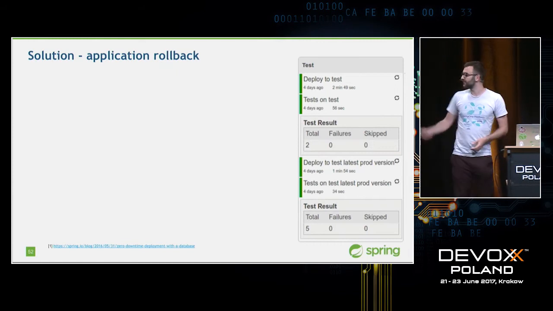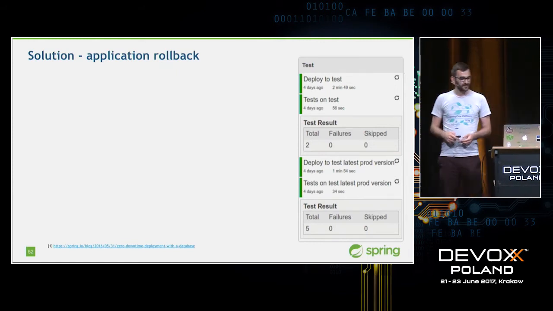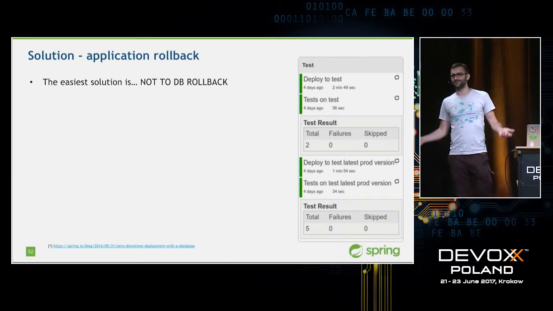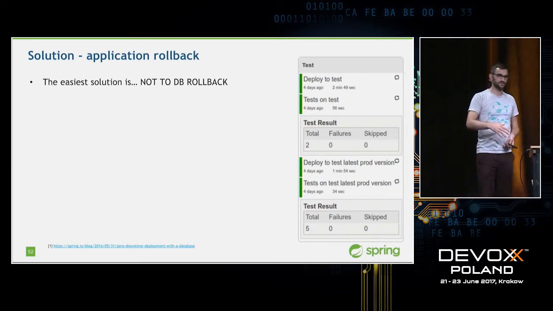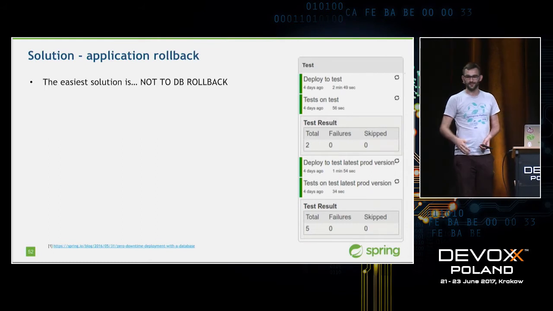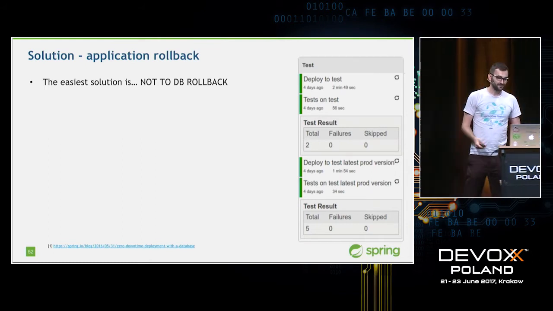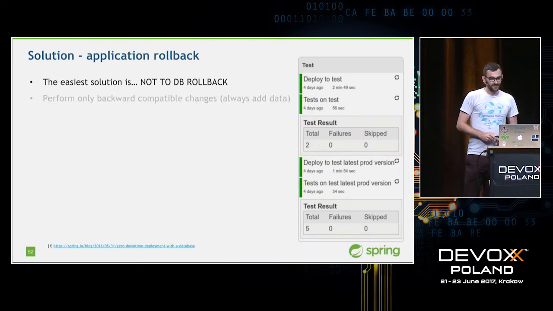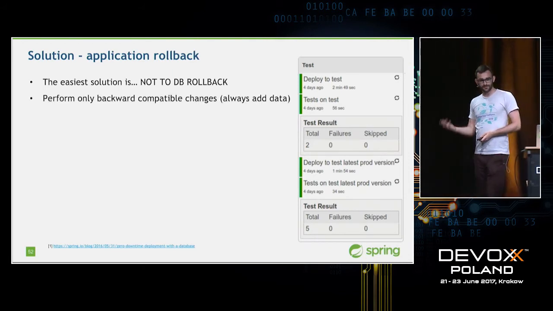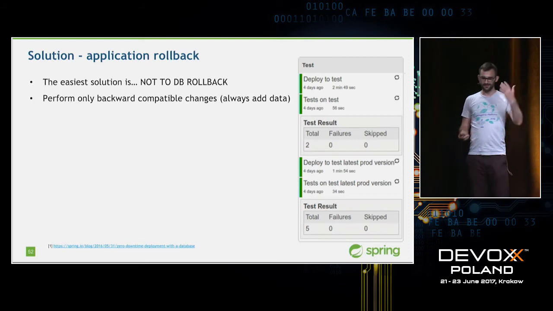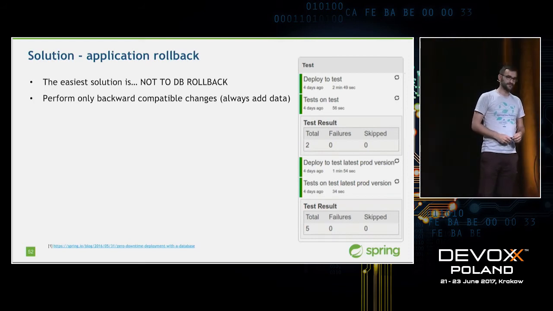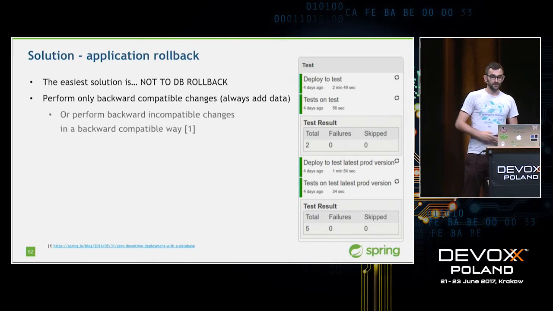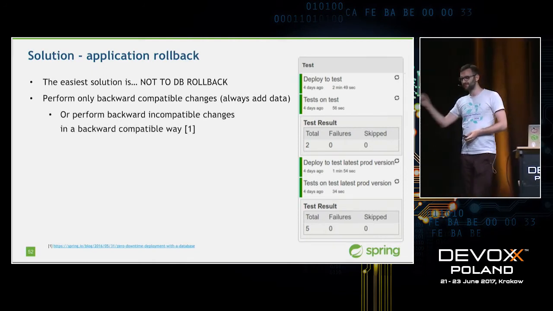So let's focus on those 2 subsequent steps. What we are doing is we're not doing a database rollback. I told you, Captain Obvious solutions. If something is difficult, don't do it, right? So what can I propose in return? Let's always do backward compatible changes, fair enough. You could do it still, let's say, without using all of the stuff that I'm talking about. Or you can perform backward incompatible changes in a backward compatible way.